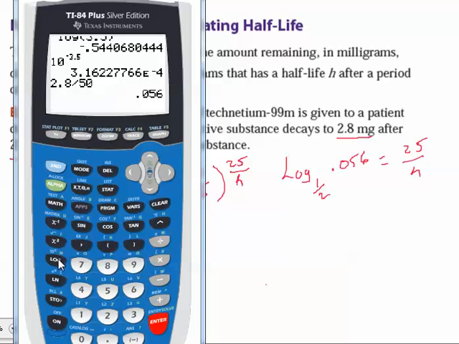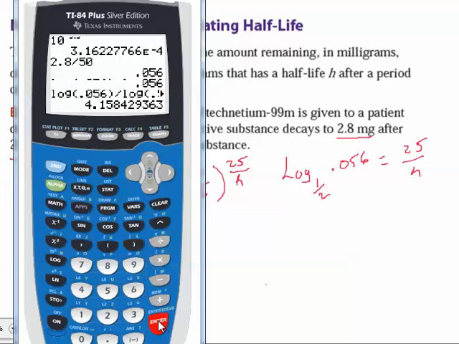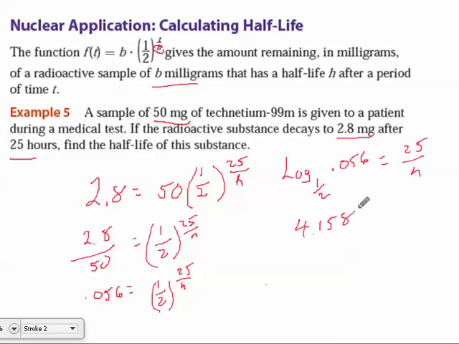So I'm going to do that on my calculator. Log of 0.056, divided by log 0.5, and I get 4.158. That's here. 4.158 is equal to 25 over h. So that means that h is going to be equal to 25 divided by 4.158.